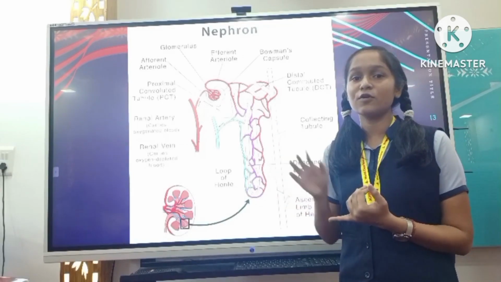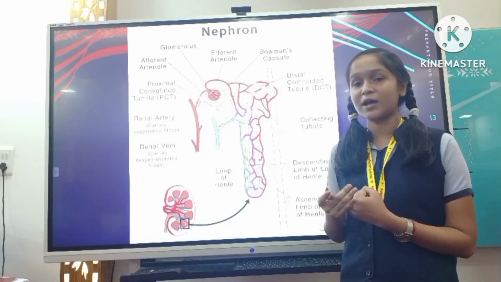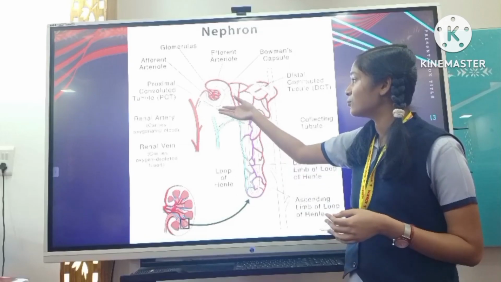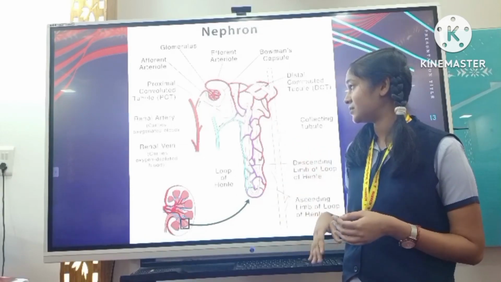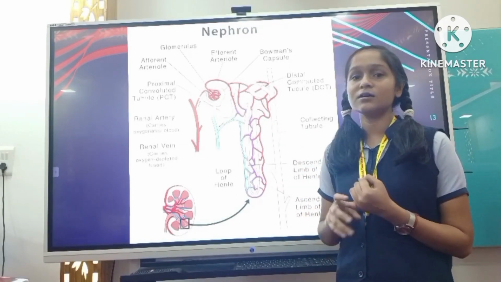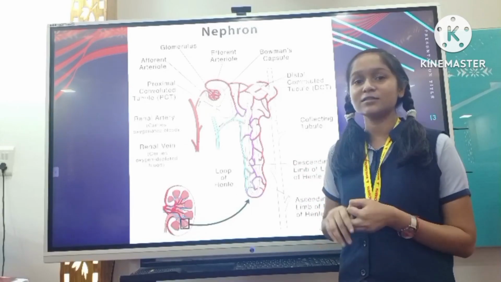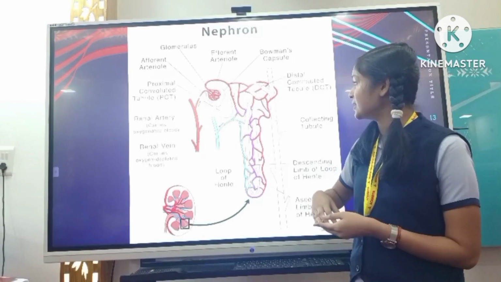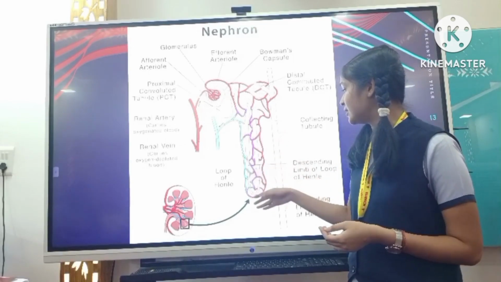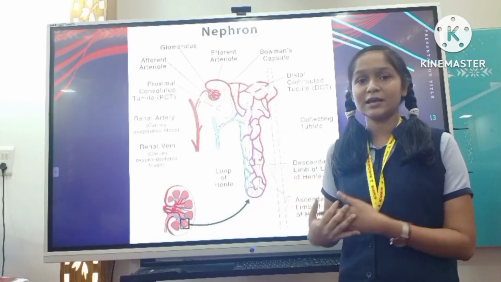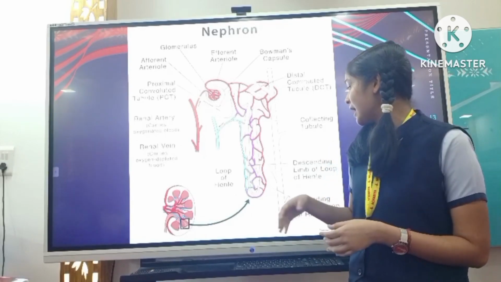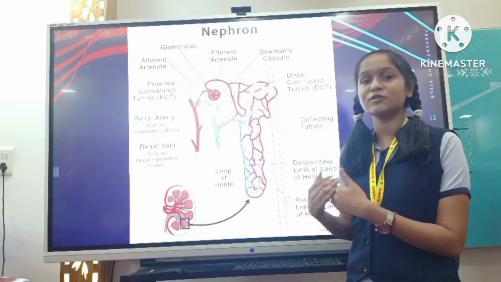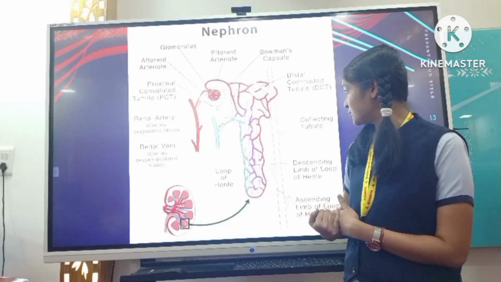The filtrate of the glomerulus contains glucose, amino acids, some other salts and water. The filtrate moves from the Bowman's capsule into the PCT. In the PCT, sodium ions, potassium ions, calcium ions, glucose and amino acids are reabsorbed, and then the filtrate moves to the loop of Henle. In the descending limb, water is reabsorbed into the blood, and in the ascending limb there is no movement of water, but some salts are reabsorbed into the blood.